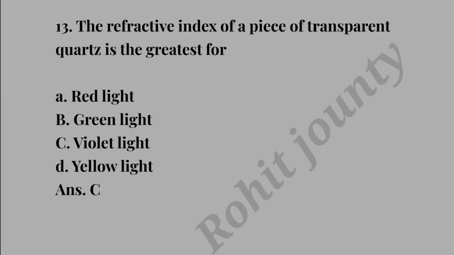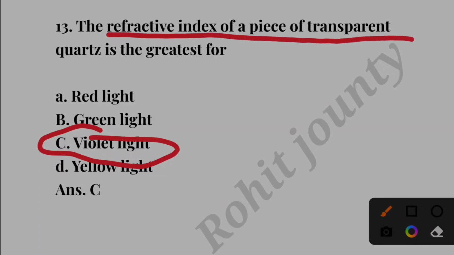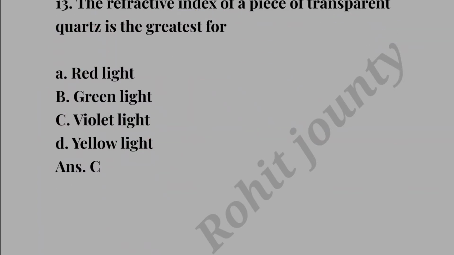Question number 13. The refractive index of a piece of transparent quartz is the greatest for option A red light, option B green light, option C violet light, option D yellow light. The correct answer is option C violet light. The refractive index of a piece of transparent quartz is greatest for violet light. Violet is the correct answer, option C.